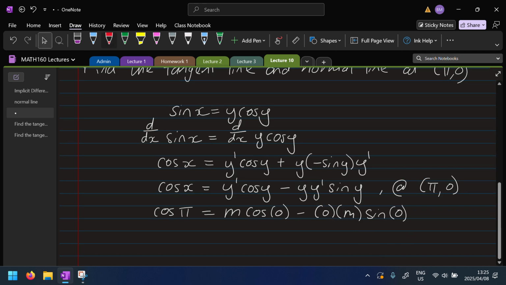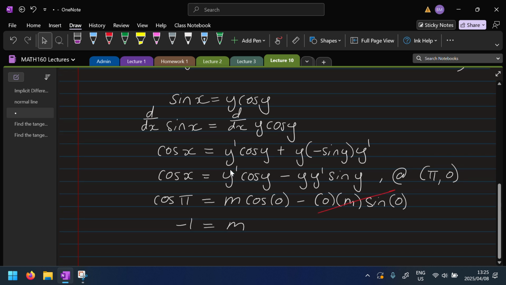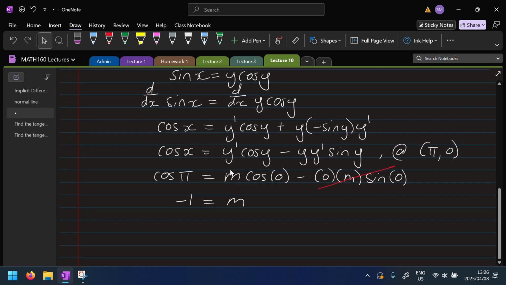Okay, now that's going to go away. That's all 0. Cos of π, that's going to be minus 1. Then we have m, and cos of 0, that's just 1. So m equals minus 1 in this case. So we've got the gradient. We can find the tangent line.